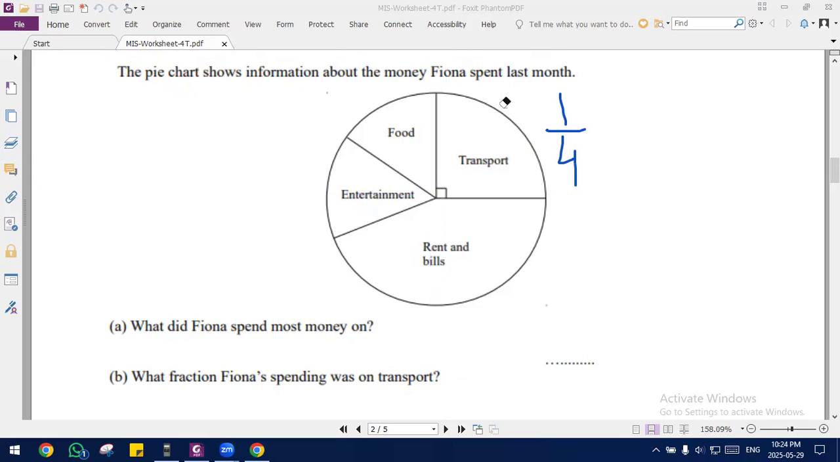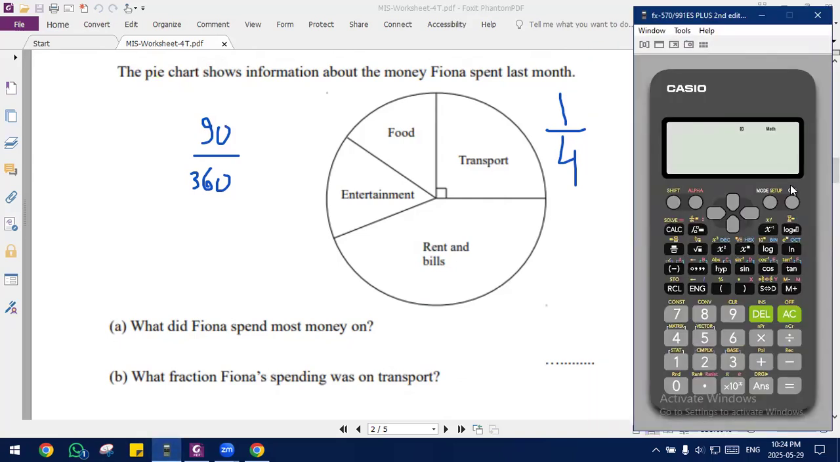Also because the circle is 360, and this angle here is 90 degrees, so it's 90 over 360. If you simplify 90 over 360, it will be 1 over 4, like you divide by 90. Here I have a calculator that helps you with simplifying, just to show you, but you will not use it in the exam. 90 over 360, just click equal, it will simplify for you, 1 over 4.